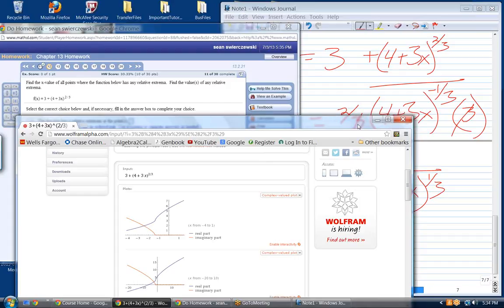The definition of a relative minimum is that it must have points to the left and to the right that are greater than it is. And there is no point on this graph where I can go left and right and find values greater than where I'm at. That's a critical point, but it's not a minimum.